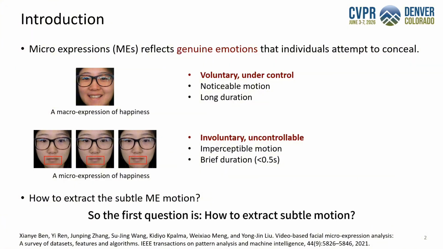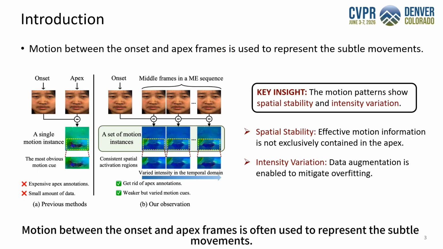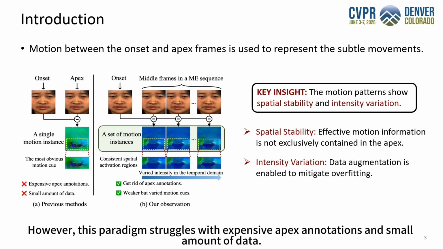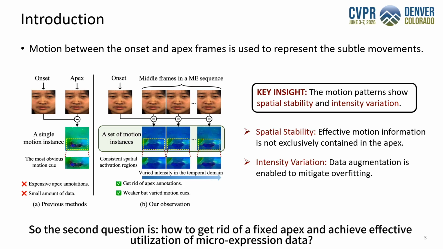So the first question is, how do we extract subtle motion? Motion between the onset and apex frames is often used to represent the subtle movements. However, this paradigm struggles with expensive apex annotations and small amount of data. So the second question is, how to get rid of a fixed apex and achieve effective utilization of micro-expression data.